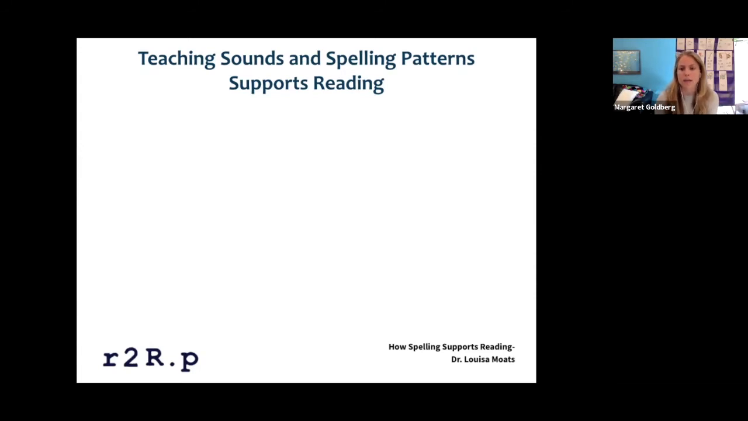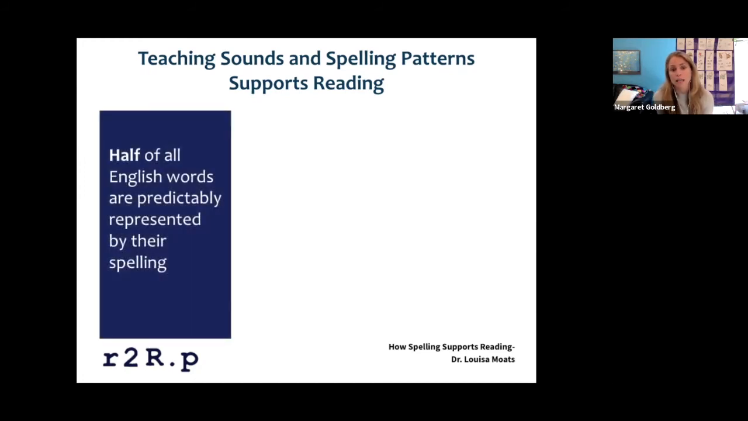I think a lot of times what happens when I talk with primary grade teachers is that we hold on to the three-cueing model of teaching reading because we're afraid that phonics isn't going to work for a lot of words. So this article, How Spelling Supports Reading by Dr. Moats, is really helpful for helping us understand that half of all English words are predictably represented by their spelling.